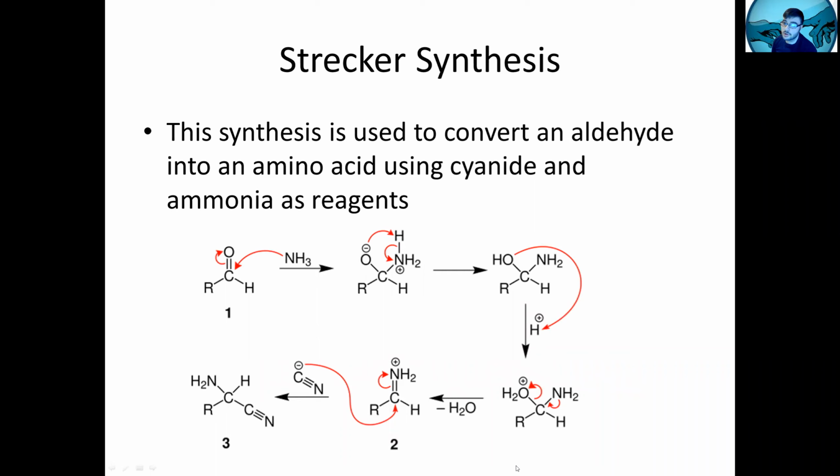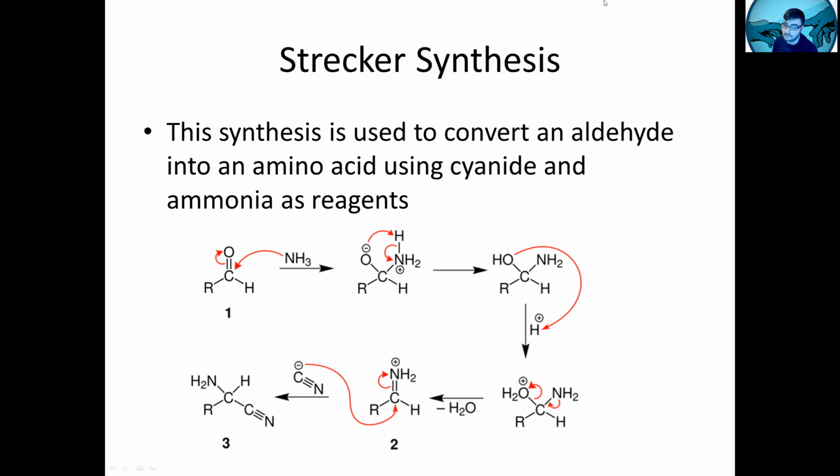Next, this one's a little bit more complicated, but also very important, Strecker synthesis. And this one's a little bit more biochemical than organic chemistry, although it does use a lot of organic chemistry. And this synthesis is used to convert an aldehyde into an amino acid using a cyanide and ammonia as reagents.